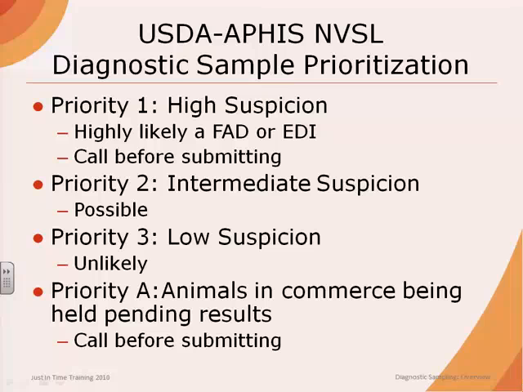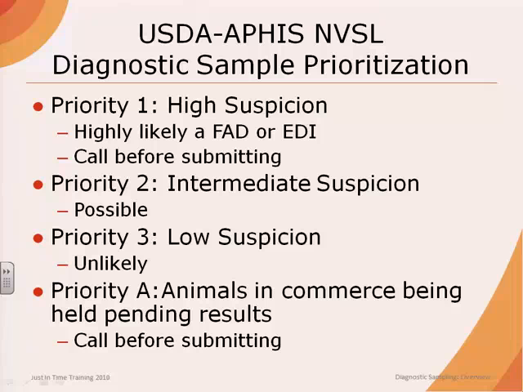Samples being sent to the USDA National Veterinary Services Laboratories will require a diagnostic sample prioritization for processing. This is based on the disease suspected. Priority 1 is used when prompt laboratory diagnostic information is required and the sample is highly likely a foreign animal disease or emerging disease incident specimen. Once received, these samples will be unpacked and examined immediately upon arrival. The NVSL must be contacted by phone prior to shipping a Priority 1 submission.